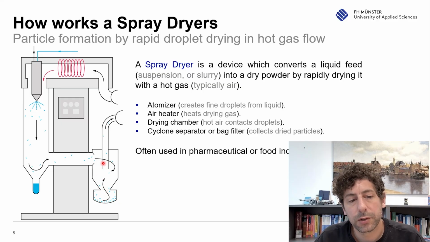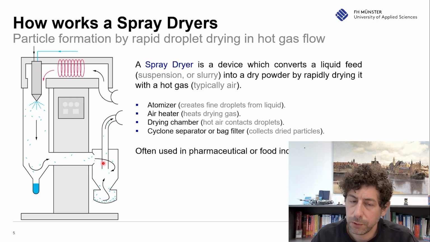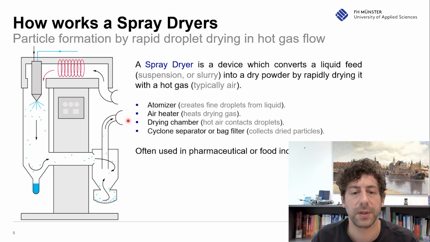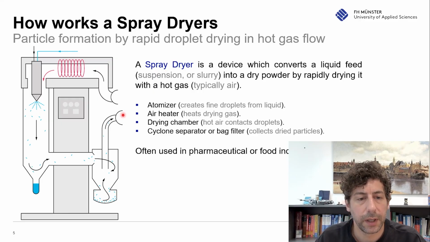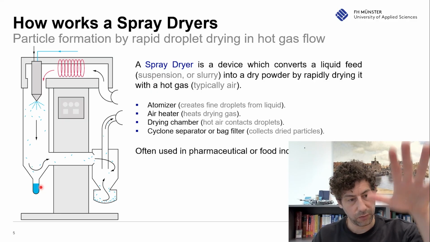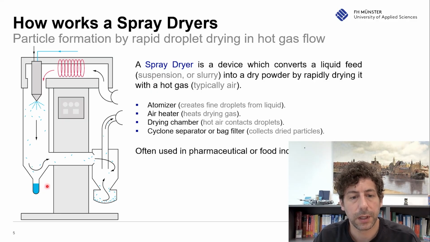Finally, because you always have some very small particles which you don't want, they go with the airstream out of the cyclone, and then you typically have a bag filter here which collects the rest of the particles, and then you have very clean air. What you see here is basically the droplets which are not completely dried, because sometimes you have large droplets and they just fall down and you collect the liquid here. This is the idea of a spray dryer, and these devices are very often used in the pharmaceutical or food industry.